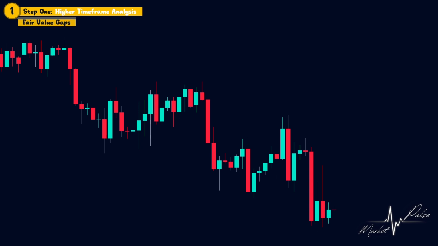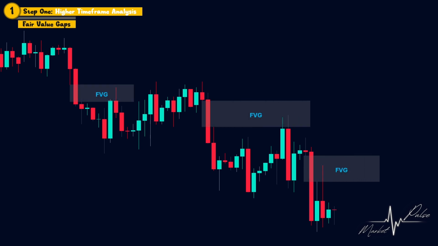Fair value gaps. If you're a smart money trader, identifying the fair value gap should be one of the first things you do when you open the trading chart. Your eyes should immediately jump to it. But why is it important to identify fair value gaps? These gaps indicate that big players have participated in the market and moved the price significantly. The market often returns to these areas to fill any leftover orders, and if there are still orders remaining, they will typically reject the price upon retesting.